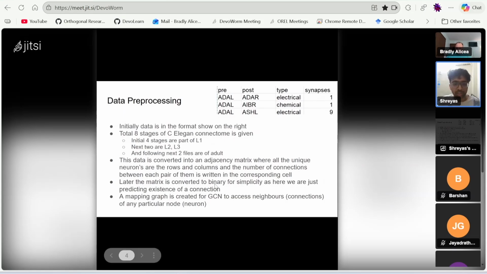Later the matrix is converted to binary for simplicity, because as of now I'm just modeling if a connection is there between 2 neurons, and later I'm scaling it to the strength, like how many connections are there. But as of now, I'm just doing it binary, like if a connection is there or not. And then a mapping graph is created for the GCN.